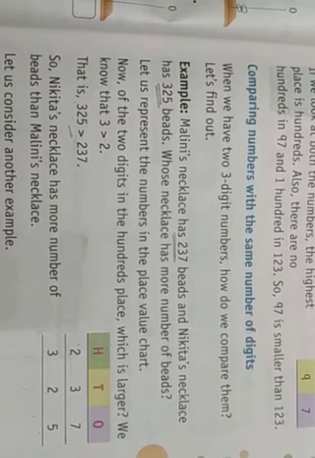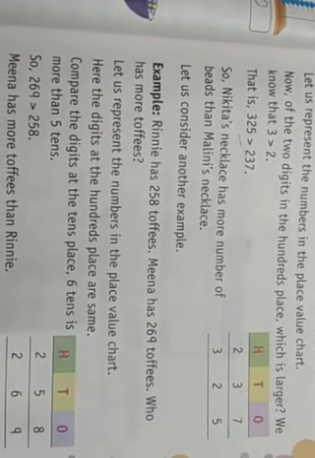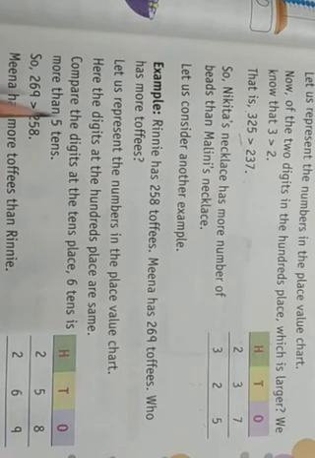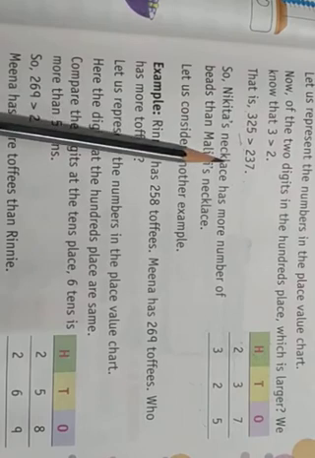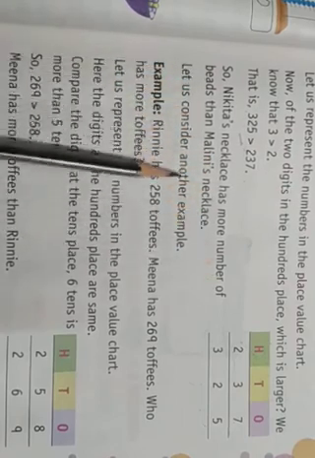237, that's it. So Nikita's necklace has more number of beads than the Malini's necklace. Let us consider another example.